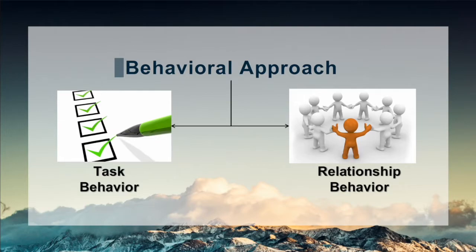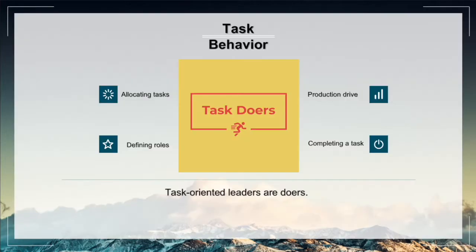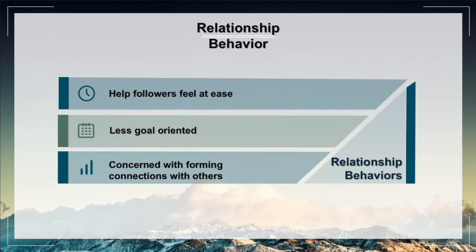The behavioral approach focuses solely on the actions and behaviors of leaders, and it's composed of task behaviors and relationship behaviors. While task behaviors assist team members in achieving goals, people who are task-oriented are doers, and task leadership characteristics support the achievement of goals. On the other hand, relationship behaviors aid followers in feeling at ease with each other, with themselves, and with their surroundings. Relationship-oriented individuals are less goal-oriented, and their leadership style is directed towards forming connections with others.